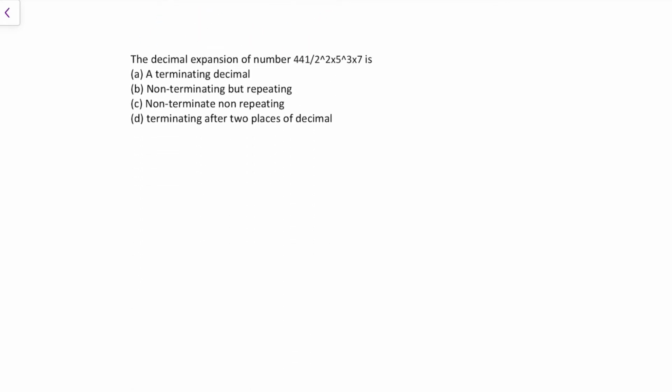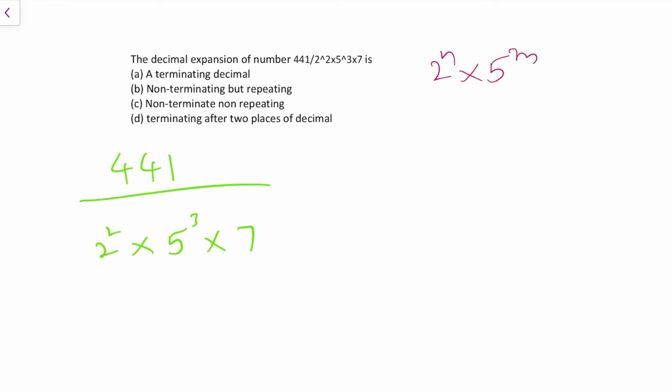Next question. The decimal expansion of the number 441 divided by 2 square into 5 cube into 7. As I already said in the previous case, if the denominator is in the form of 2 power n into 5 power m, then only it will be having a terminating decimal, otherwise non-terminating repeating type of decimal. Now if we observe this clearly, in the denominator 2 is there, okay, 5 is there, that also okay, but extra number 7 is there. So before going to the conclusion, I need to check first whether any simplification is possible or not.